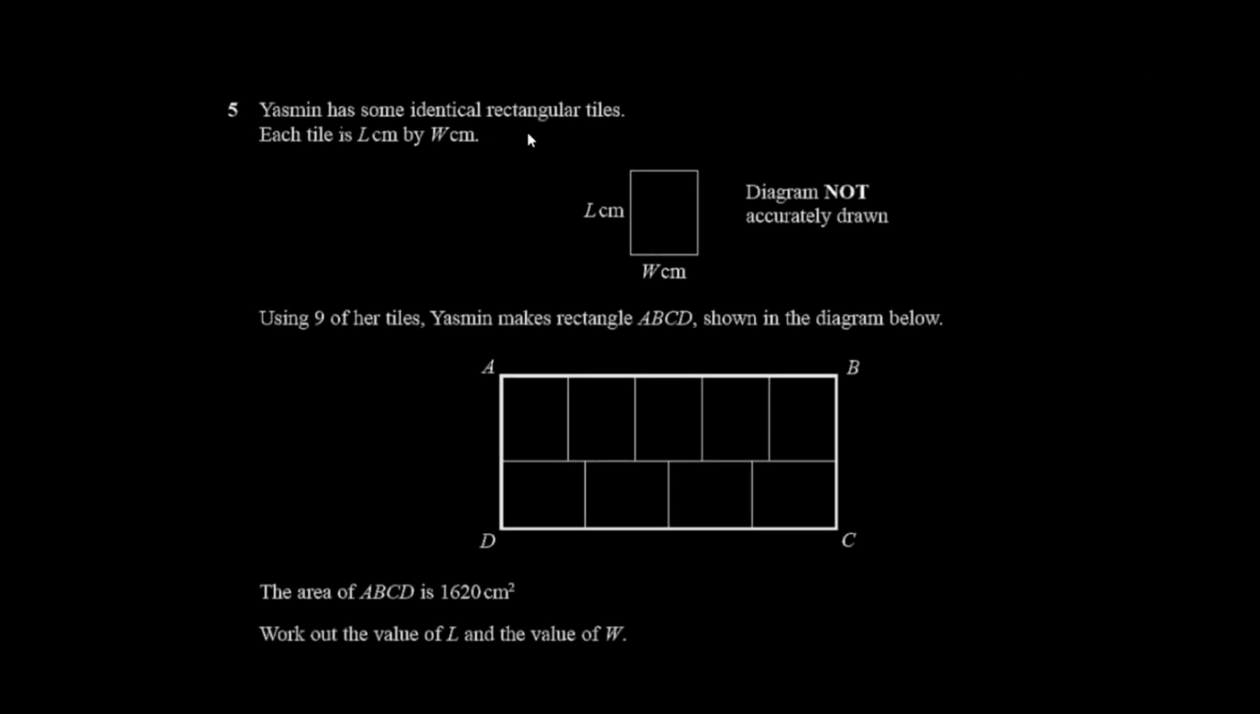Right, question 5 has a load of identical tiles that have been arranged in the shape below. We're told that the area of the shape is 1620 centimetres squared. Work out the value of L and W.